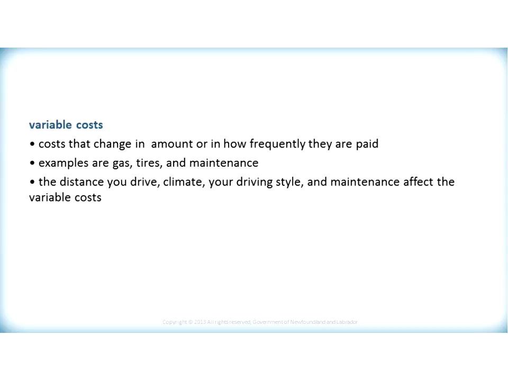Okay, there are fixed costs. Fixed costs, again, are costs that you will have to pay out regardless of how much you use your car. Then there are also variable costs, which are costs that change in amount or in how frequently they are paid. Examples of variable costs include gas, the purchase of tires, and maintenance. All of these are completely dependent on how much you use your car. So the distance you drive, the climate you're in, your driving style, and maintenance all affect the variable costs.